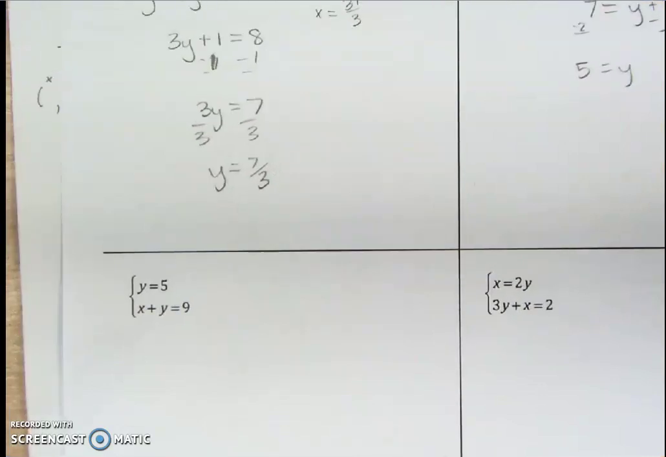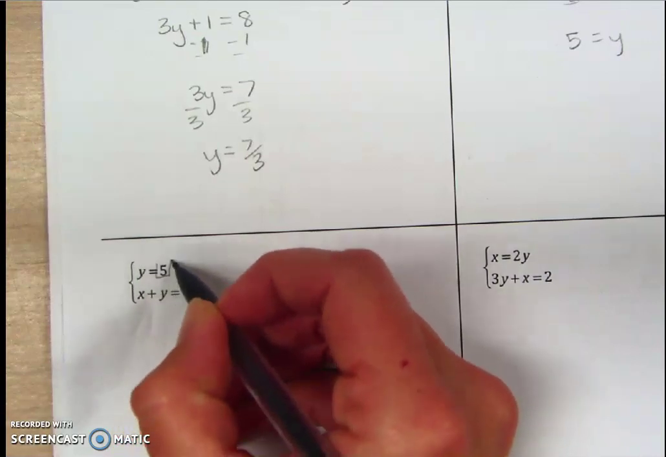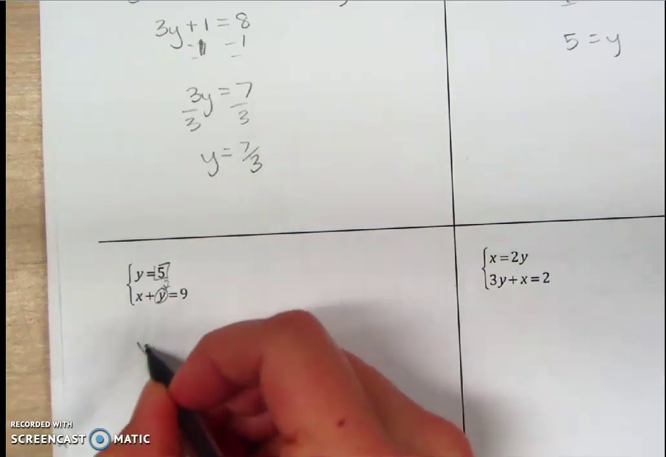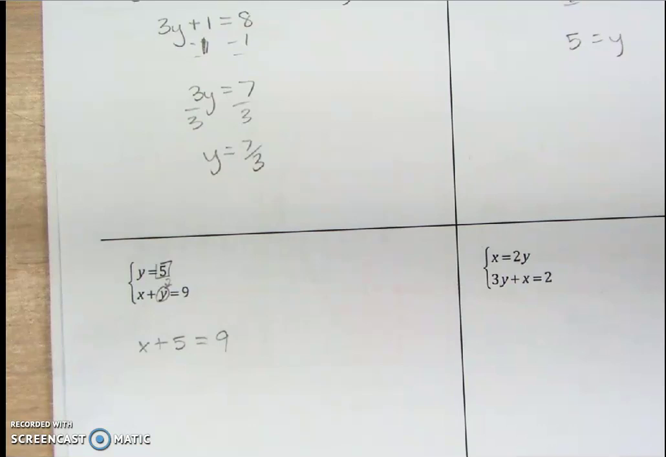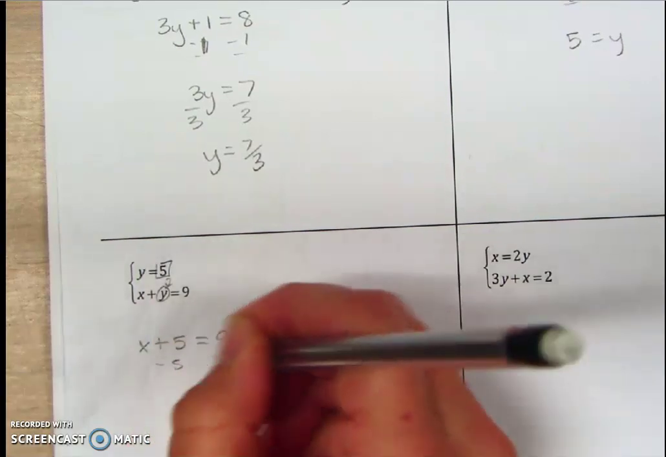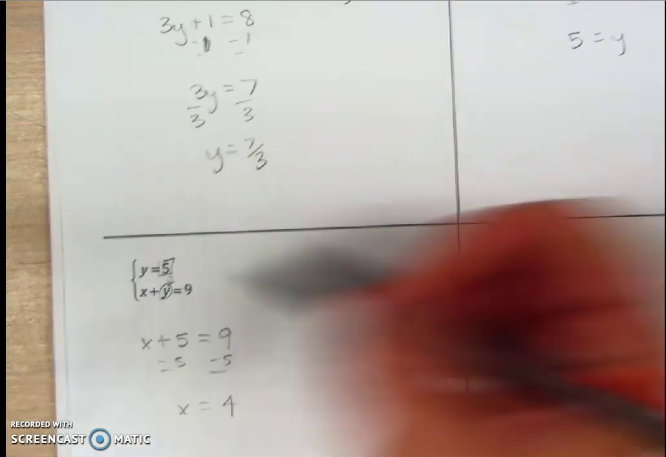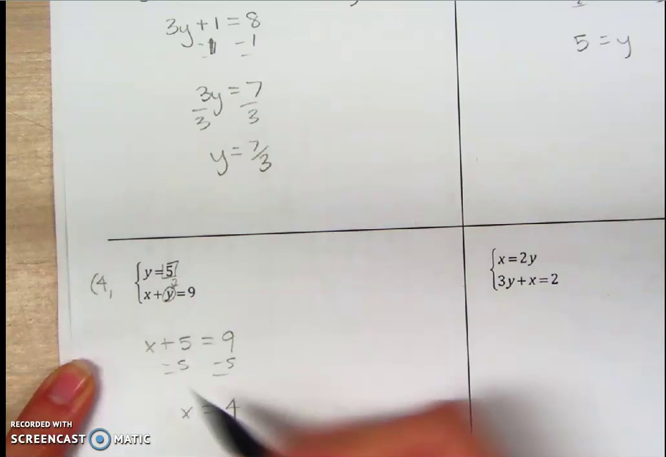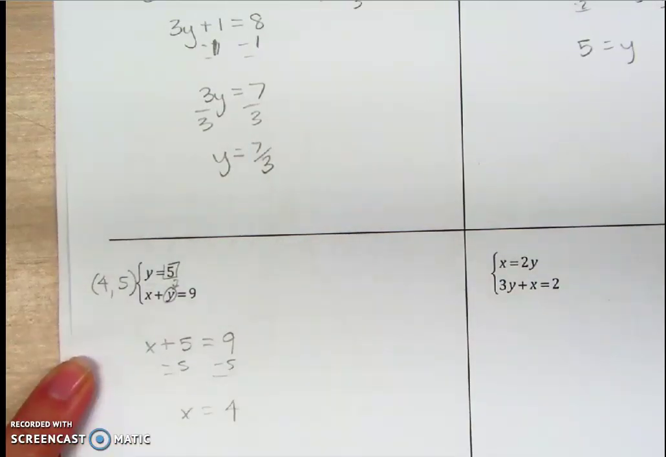All right, let's try this one. Y equals 5 and x plus y equals 9. All right, well, if y is equal to 5 and I have a y right here, that means I can plug that in. So that means we'd have x plus 5 is equal to 9. And then we'd just subtract 5 from both sides. So x is equal to 4. All right, so we have our answer already because we have an x, which is 4, and a y of 5. We have our x and our y, so that works out.